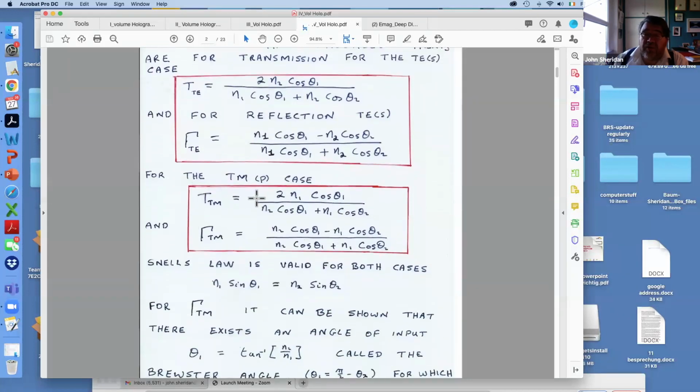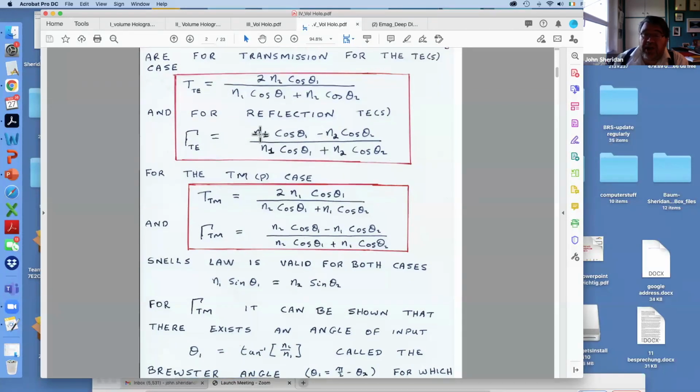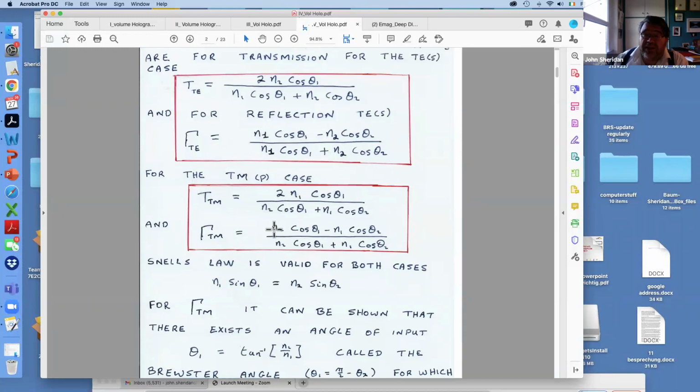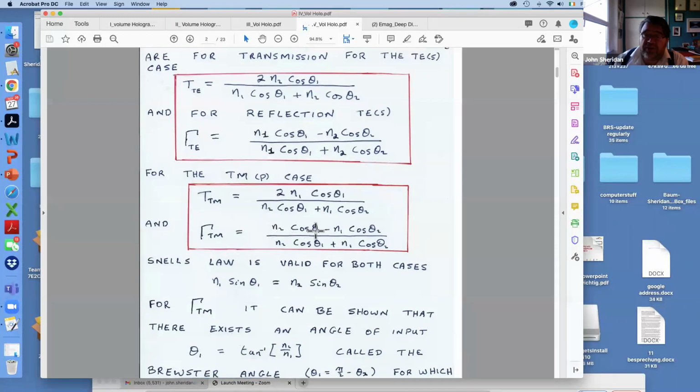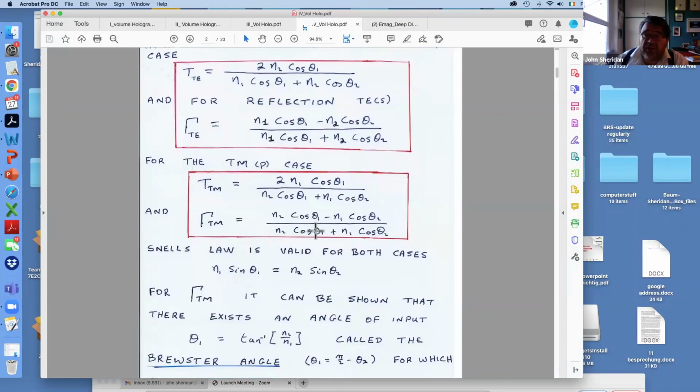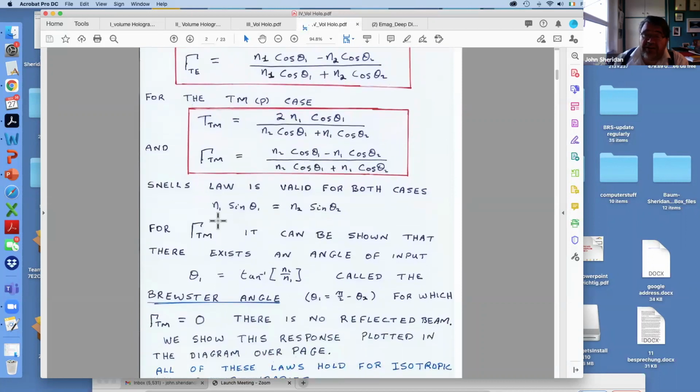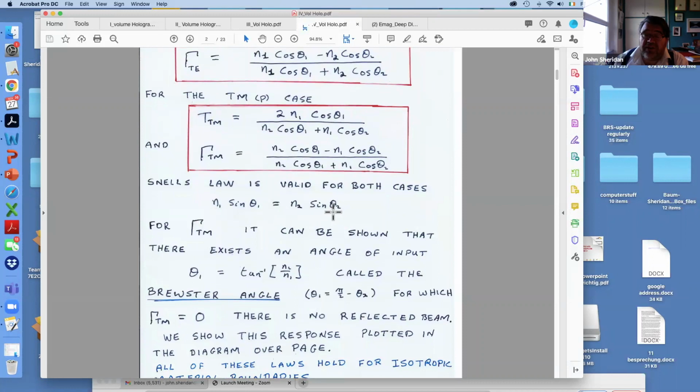And for the TM polarization, we see the coefficients are different, okay? We have a different set of coefficients. It's N1 times cosine θ1 here, and N2 times cosine θ1 here. So there's a mix-up between these two things. Snell's law is valid: N1 sine θ1 is equal to N2 sine θ2.